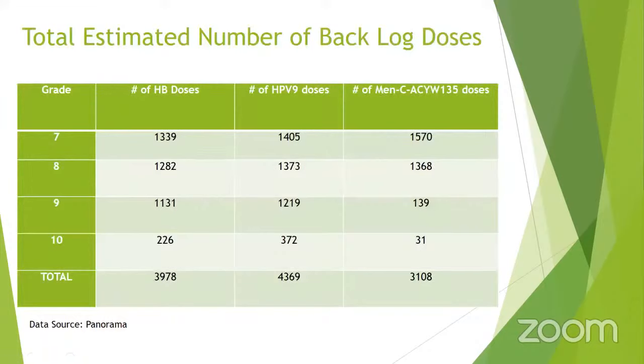So these indicate our total estimated number of backlog doses for our grades 7, 8s, 9s, and 10s. This would be their hepatitis B, HPV, and MenC. These are fairly accurate numbers of students that we'll need to immunize before the end of June in order to reach our goal of having the grade 7 and 8 students with their first dose of this 2-dose series, plus the mandatory MenC. And then grades 9 and 10s who had their series started prior to COVID to have them finished.